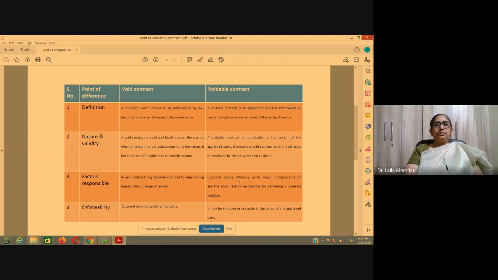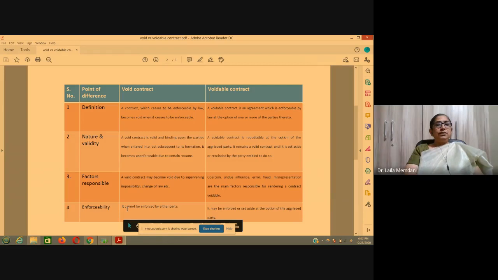In case of a voidable contract, there is coercion, undue influence, error or mistake, fraud, misrepresentation. These are the factors which have made the contract voidable. That is, one of the parties' free consent is missing. And free consent is an important element of a contract.